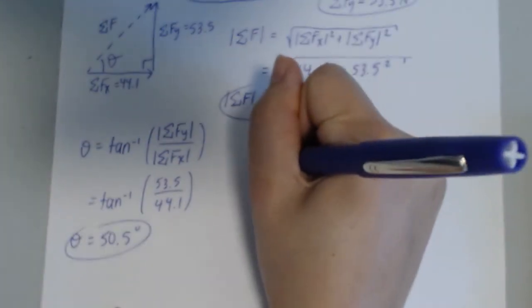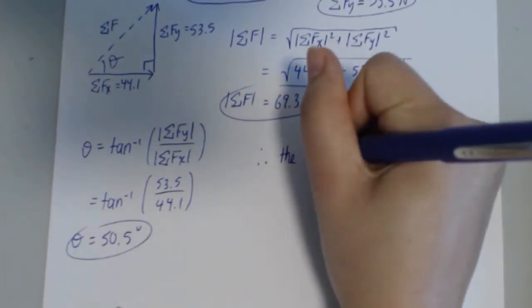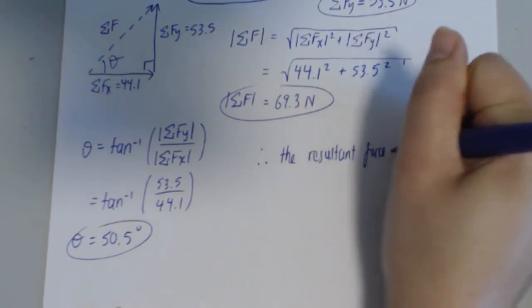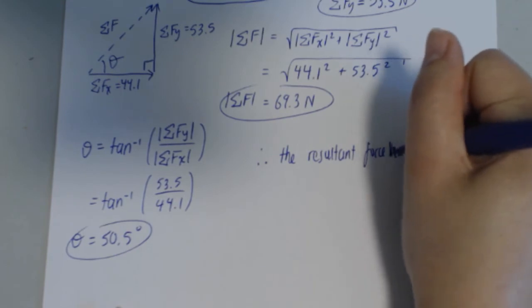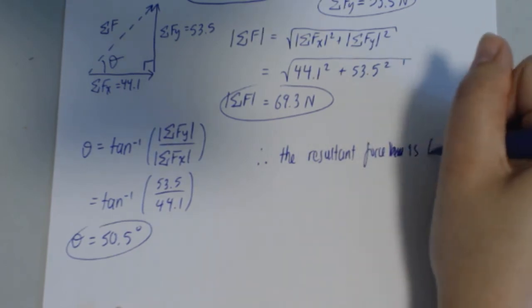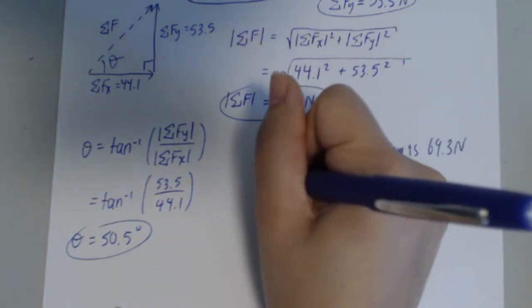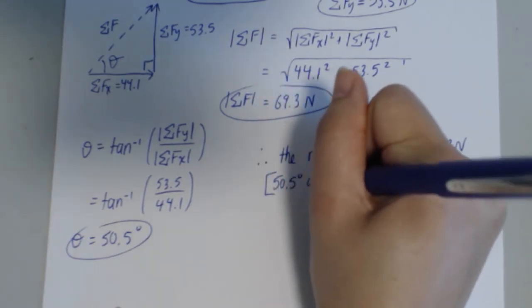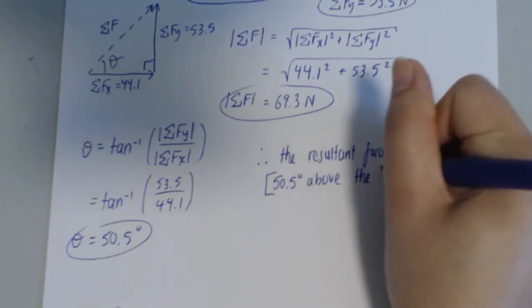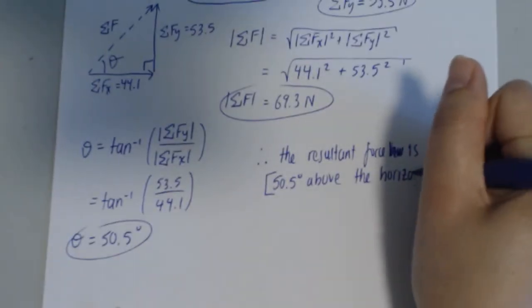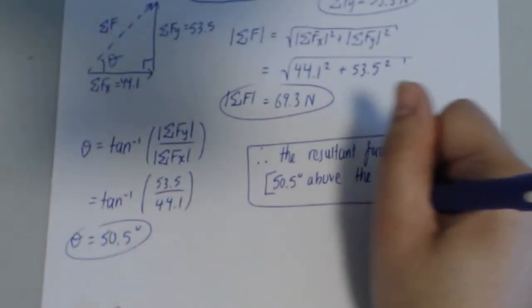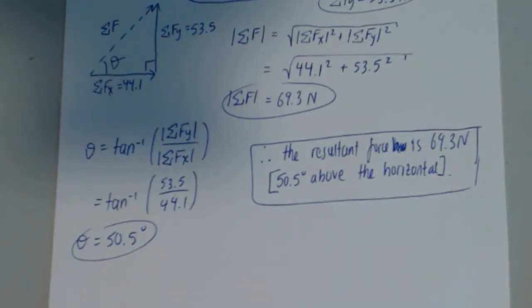So we can say, therefore, the resultant force we'll just say is 69.3 newtons, and then square brackets we can say 50.5 degrees above the horizontal. If you want to be really specific here, you can say above the positive x-axis. Okay, so there we go.